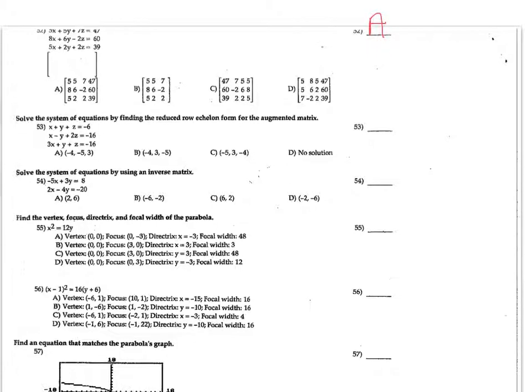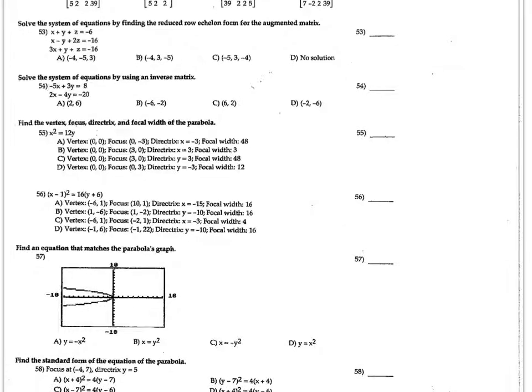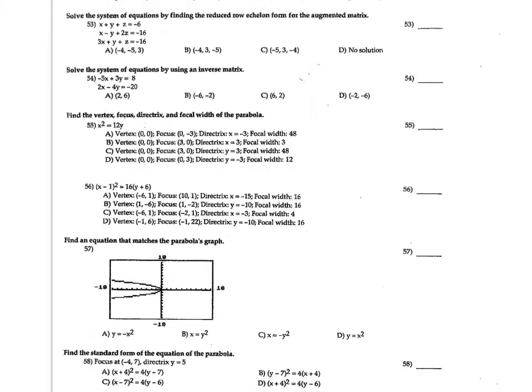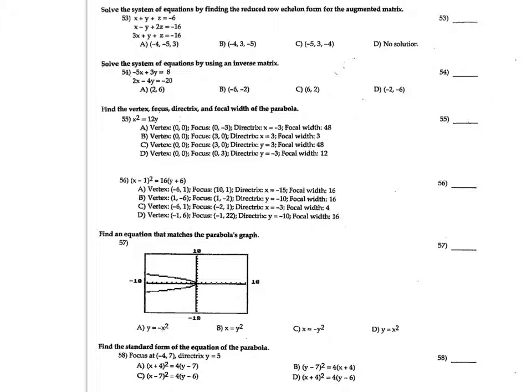Number 53. Solve the system of equations by finding the reduced row echelon form for the augmented matrix. So what did you get for 53? I didn't do them, I was skipping around. The answer is C.